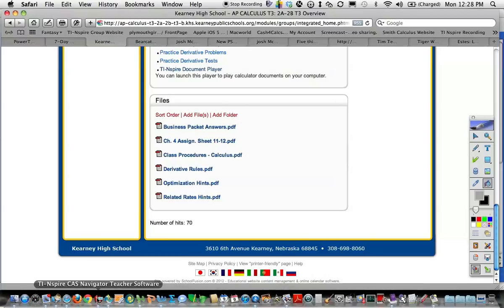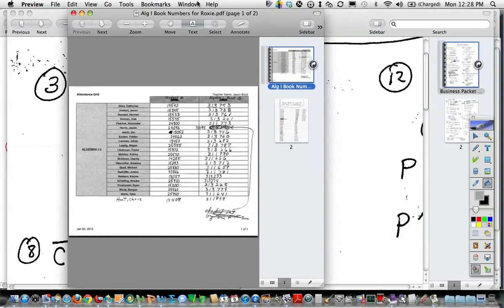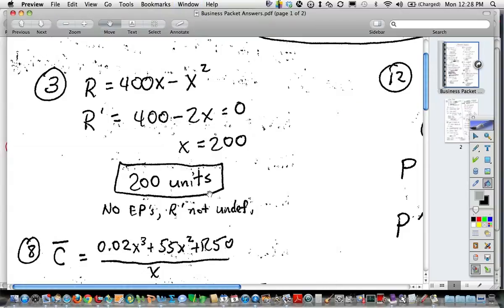So you can use that. Matter of fact, let's just talk about the business packet while we're on it. This is what's on the website, this PDF file of me having worked out the business packet problems. Understand that my point in doing that was to give you something so you can see how the equations were set up and so forth to help you along the way.